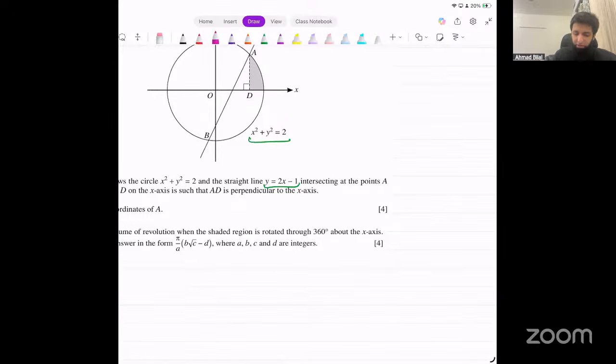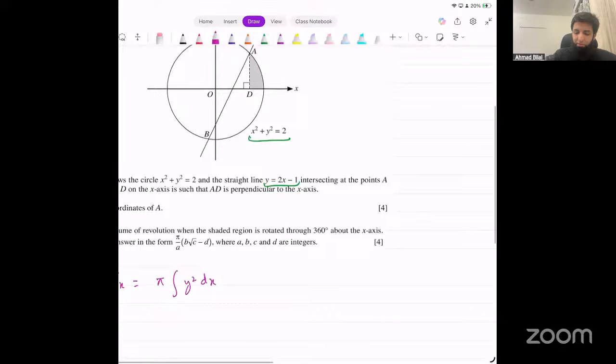Now it will work the normal way. There's nothing complicated about it. Volume of revolution about the x-axis. The formula for that is pi into the integration of y squared with respect to x. Now the function is going to be y squared equals 2 minus x squared. You just input that here, 2 minus x squared.